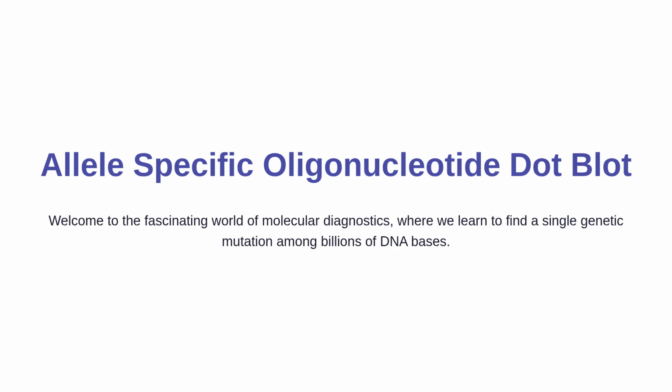Welcome, everyone. Today, we are diving into a highly precise molecular technique known as the allele-specific oligonucleotide dot blot. If you have ever wondered how doctors can look at a patient's DNA and pinpoint a single mutated letter that causes a genetic disease, this is exactly how they do it. It is a brilliant, elegant, and surprisingly simple tool that forms the cornerstone of modern genetic testing. Let us begin our journey into understanding how this molecular magnifying glass actually works.